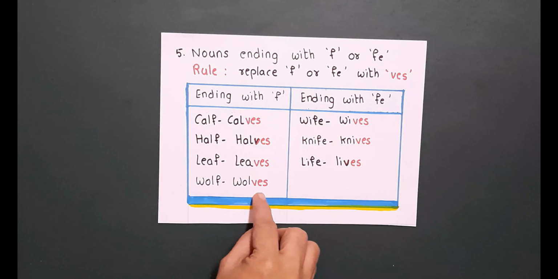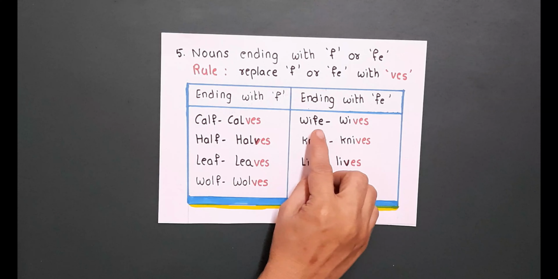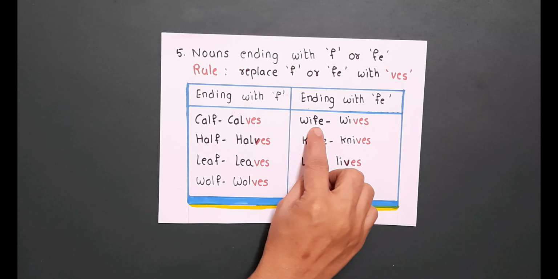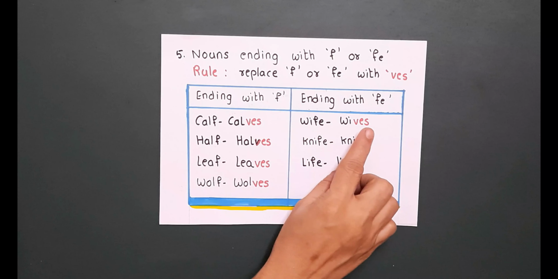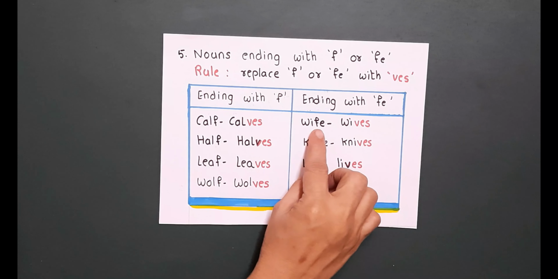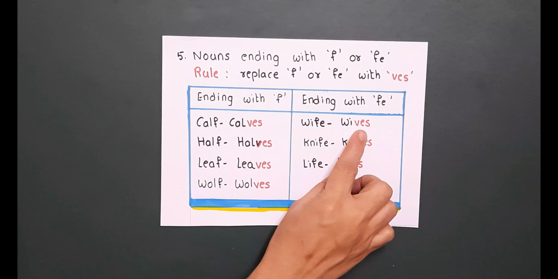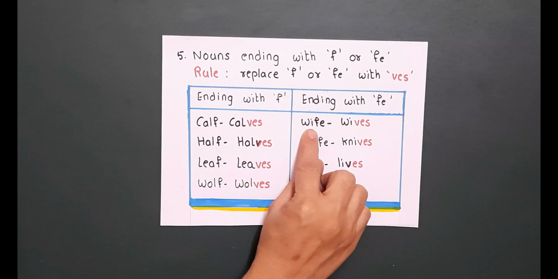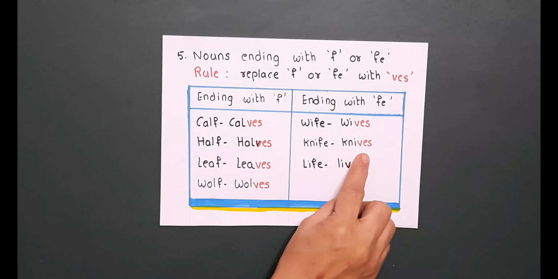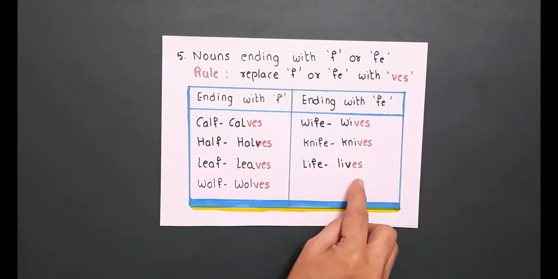Wolf is wolves. In case the noun ends with fe, fe has to be removed and instead we have to write ves. That means fe is replaced with ves. Therefore, wife plural is wives, knife plural is knives, life plural is lives.